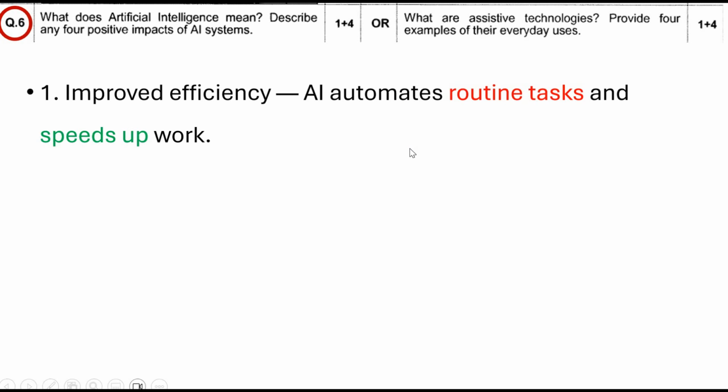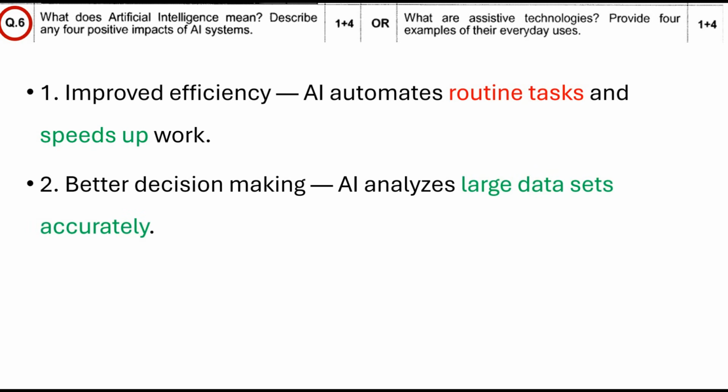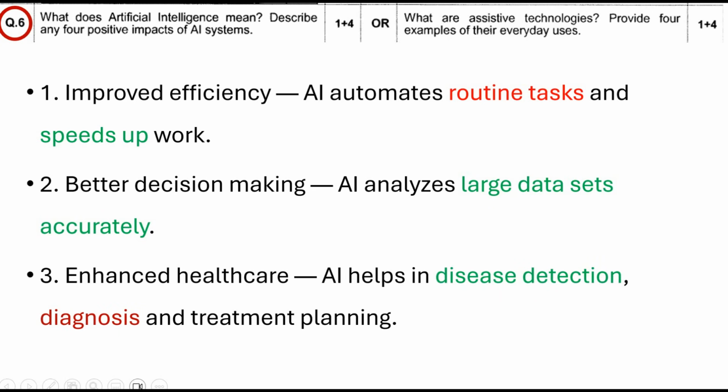Number one, what will be the positive impact? Improved efficiency. In this way, we can improve efficiency. AI automates routine tasks and speeds up work. It will do the work very quickly. Number two, better decision making. AI analyzes large data sets accurately. It can analyze large data sets quickly, and according to that data, it can provide answers or decisions. Number three, enhanced healthcare. AI helps in disease detection, diagnosis, and treatment planning.